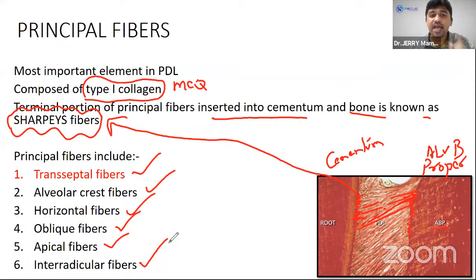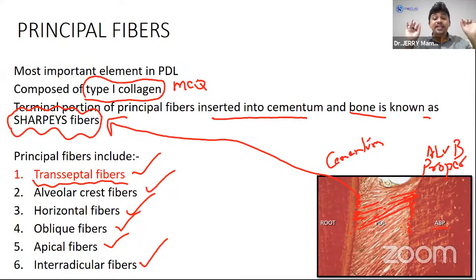Now, out of all this, I have put one in red. That is the transeptal fibers. Can you tell me why? Why is it that one thing I have put in red and the rest all normal color? What is something different about transeptal fibers? Very good, Sneha. Very good.